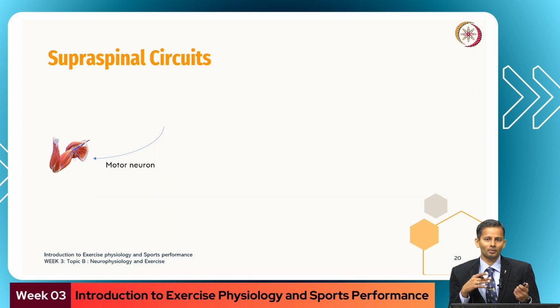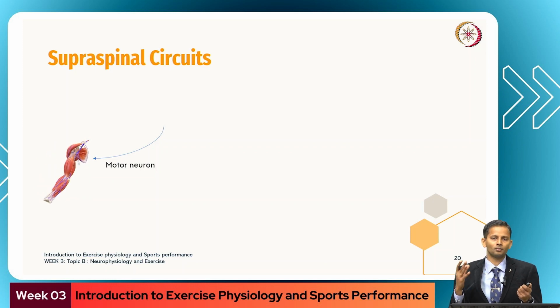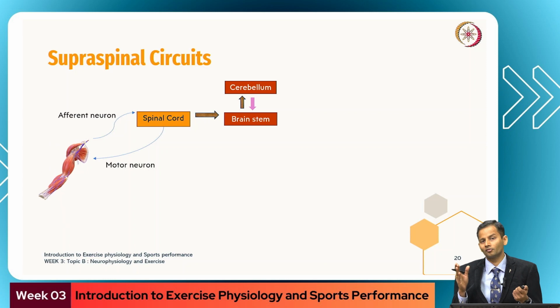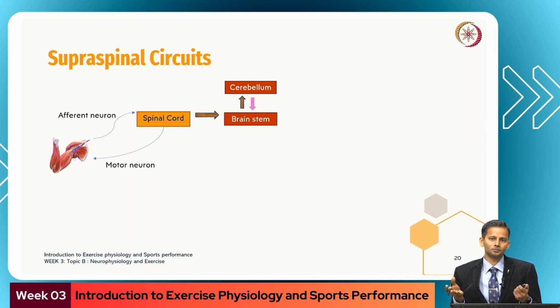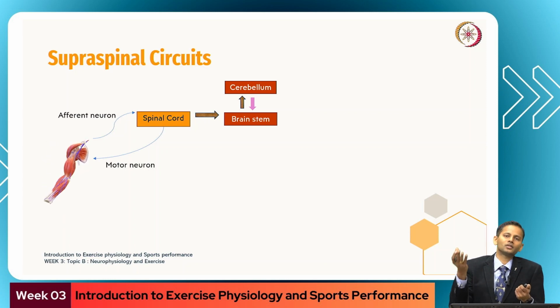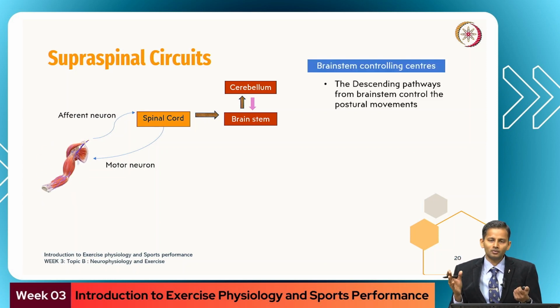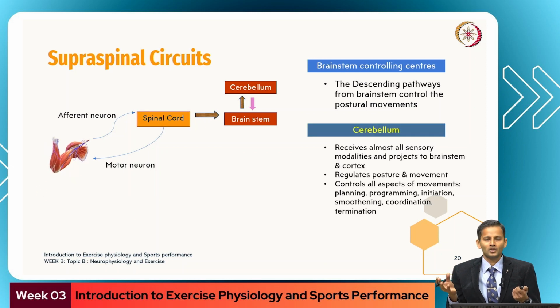Having seen the spinal circuit, let's see the supraspinal circuits. The supraspinal circuits involve the first level at the level of the brainstem, and the connection with the cerebellum for posture and movement. The brainstem controlling centers have the descending pathways coming from the higher centers, and they control the postural movement. The inputs from the cerebellum are mainly in terms of the posture and movement.